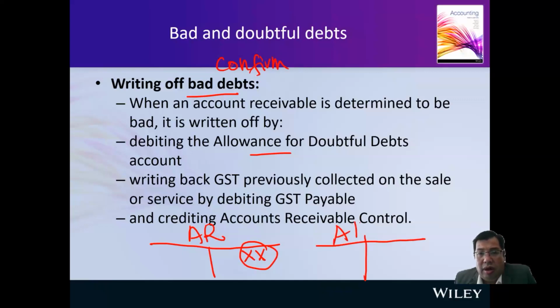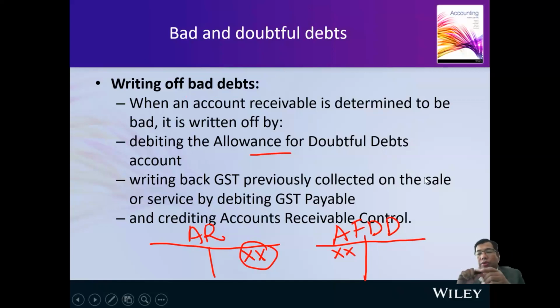AFDD is allowance for doubtful debt. This one you're going to debit. You're going to reduce your estimation, and then you're going to minus your account receivable. Any question? So when we want to write off bad debts, always remember that we're going to debit our allowance for doubtful debt account, and we're going to credit our account receivable. So by doing this, the balance of account receivable will reduce, and the balance of allowance for doubtful debt will also reduce.